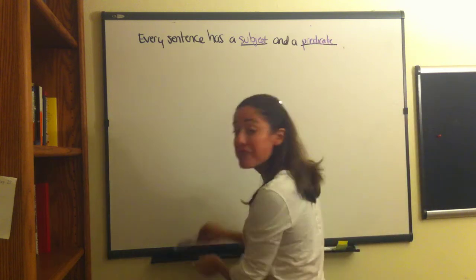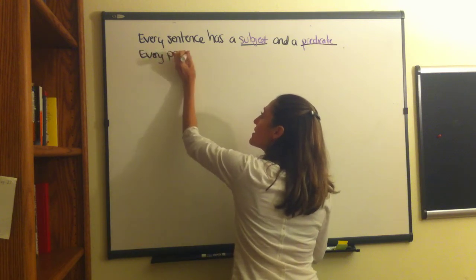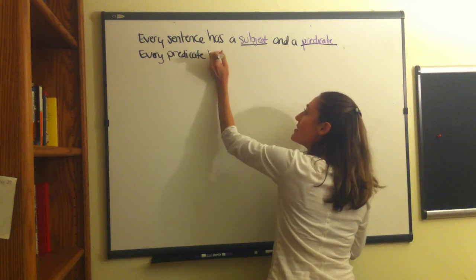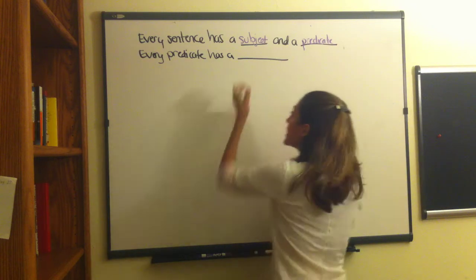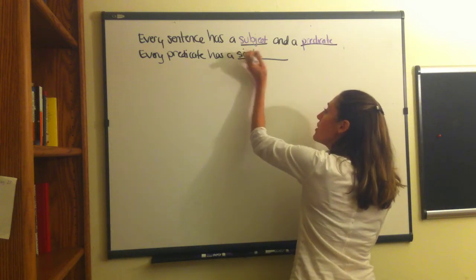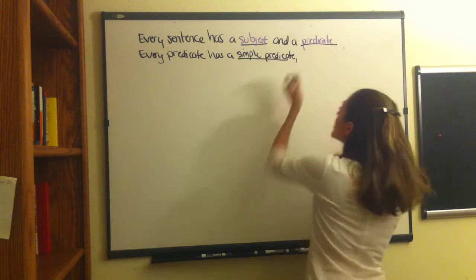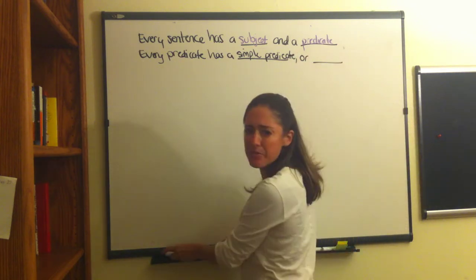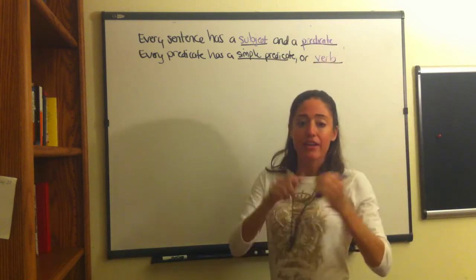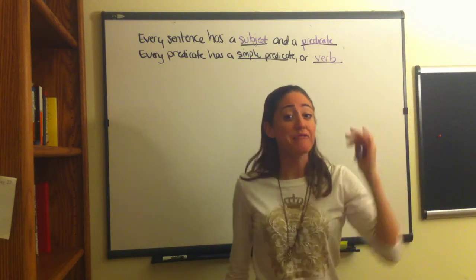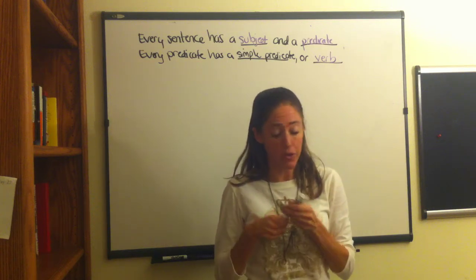Next, every predicate has a simple predicate. What's the simple predicate called? A verb. Okay? Now, hear me on this. A verb is what the subject does. The subject is who or what the entire sentence is about.